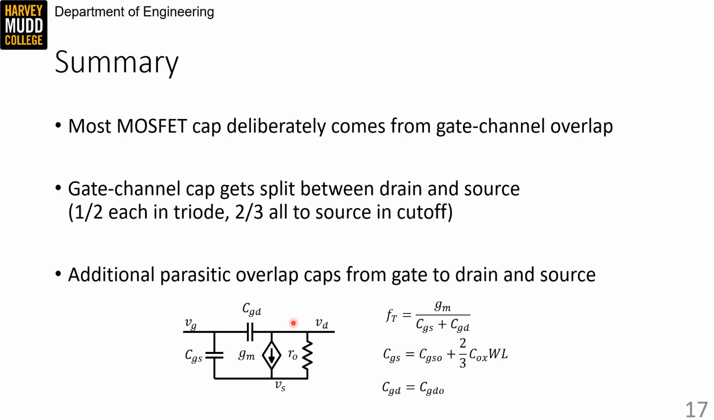So in summary, most MOSFET capacitance deliberately comes from the gate-to-channel overlap. That gate-to-channel cap gets split between the drain and the source, half to each side in triode, or 2/3 all to the source in saturation. And additional parasitic overlap caps exist that connect the gate to the drain and to the source. So finally, that gives us a small signal model down here, summarized by these equations.